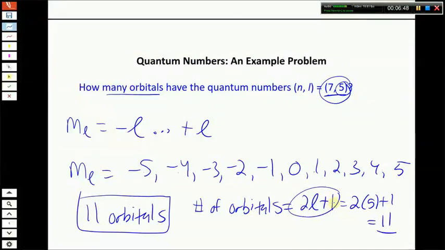So there's a couple ways to do this one. This relationship 2L plus 1 is going to be sometimes helpful, because especially if we give you a hypothetical subshell with a really high L value, it's not necessarily the best use of your time to write out all the individual m sub L's. So you can remember this relationship. The number of orbitals in a given subshell is given by 2L plus 1. So any subshell with L equals 5, whether it's n equals 6, n equals 7, n equals 8, and so on, any subshell with L equals 5 would have 11 orbitals in it.